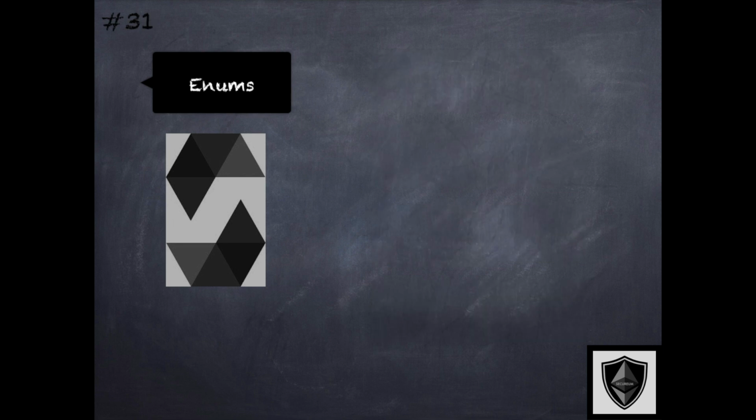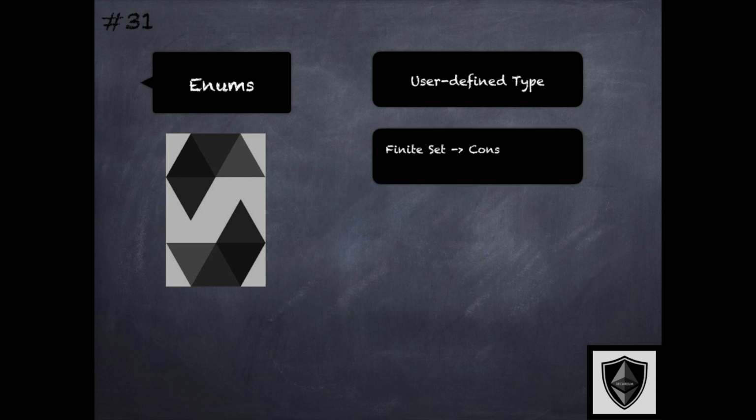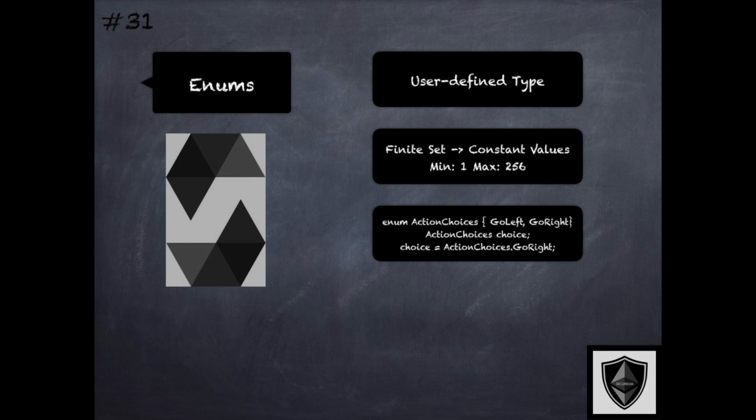Enums are another user-defined custom type in Solidity. They can be used to represent a finite set of constant integer values as represented by the members of the enum. Every enum needs to have a minimum of one member and can have a maximum of 256 members. Because they really represent the underlying integer values, they can be explicitly converted to and from integers. An example looks as shown here.